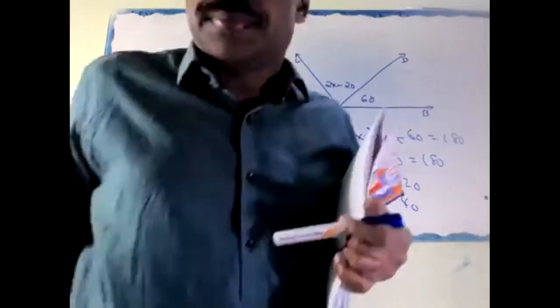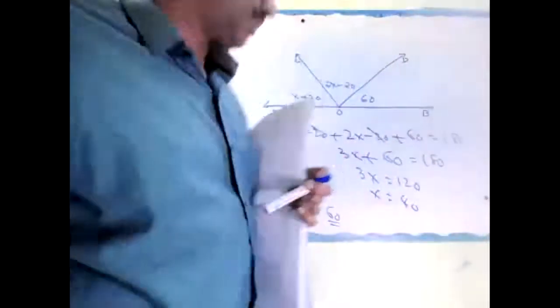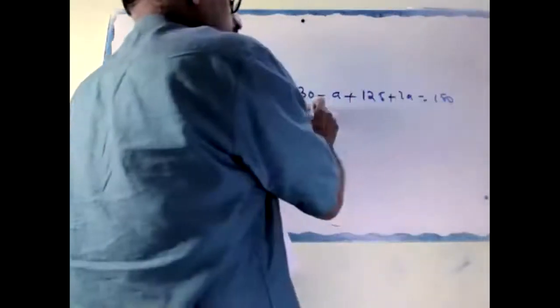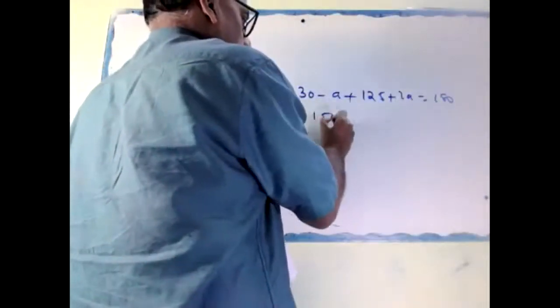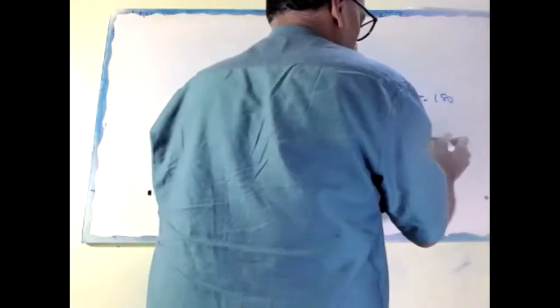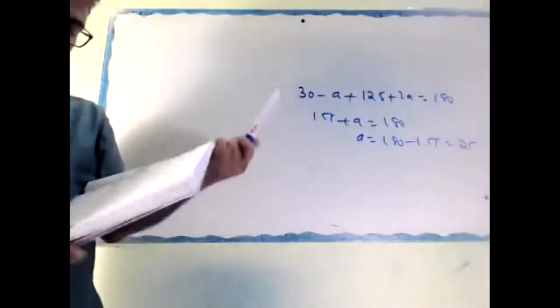Clear or no? Listen. Look. 30 minus a plus 125 plus 2a equal to 180. That is 155 plus a equal to 180. A equal to 180 minus 155 equal to 25. Okay. So next question.